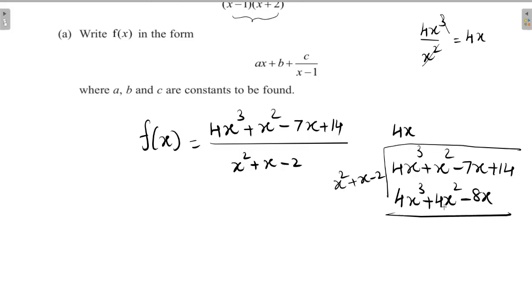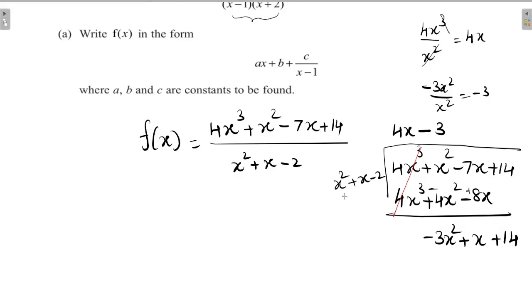Let's subtract these terms. The first term is going to be 0. For the next term, this is minus, this is plus. Minus 3x square plus x plus, bring the last term here, 14. Now we can divide again. Minus 3x square divided by the first term of the divisor, that is x square. So here only the constant term remains, that is minus 3.